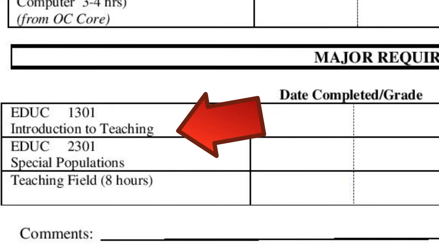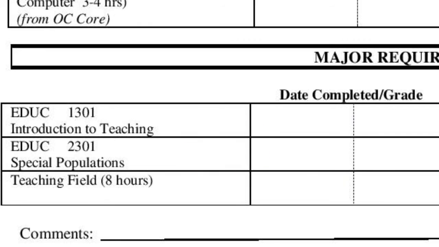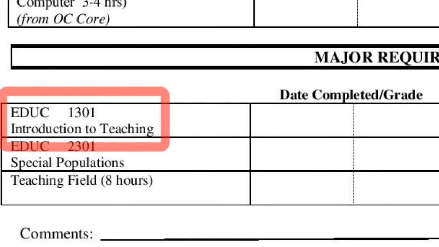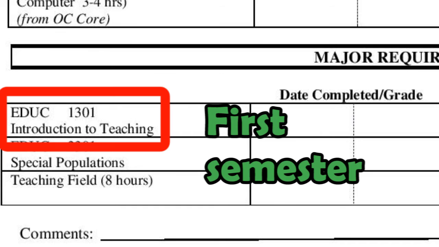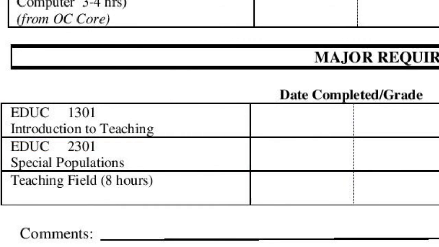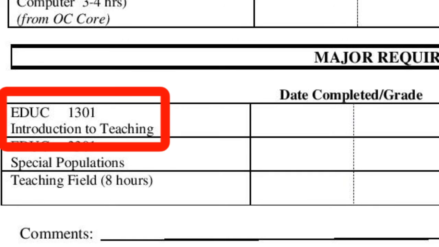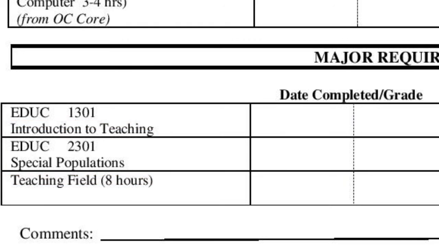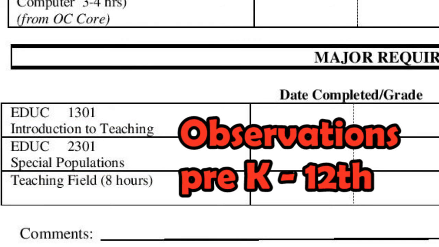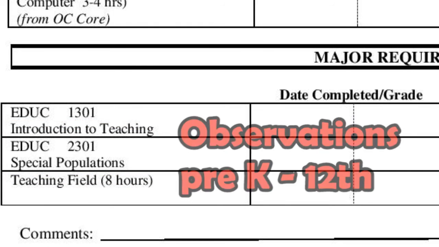You will notice there are 2 education classes. When you are planning your schedule, make sure to sign up for the Education 1301 Introduction to Teaching class the first semester you're at Odessa College. This will help to ensure your success in the field of teaching. Both the Education 1301 class and the Education 2301 class require observation hours in a pre-K through 12th grade setting.